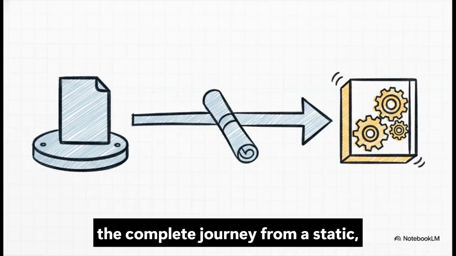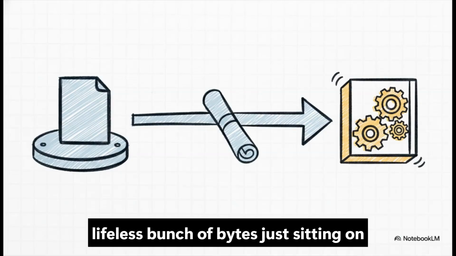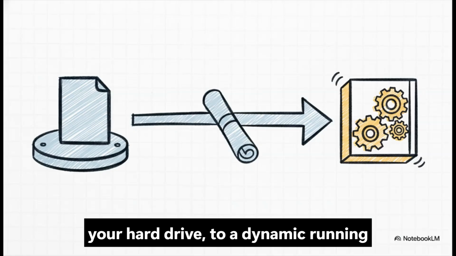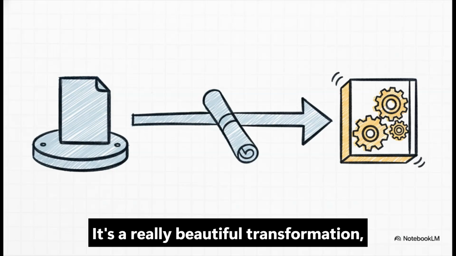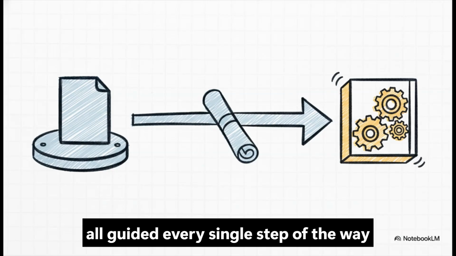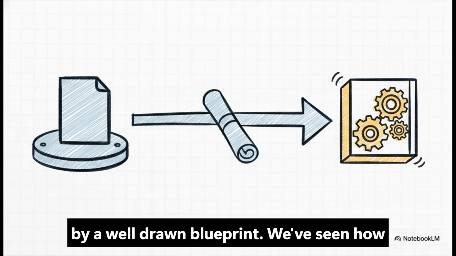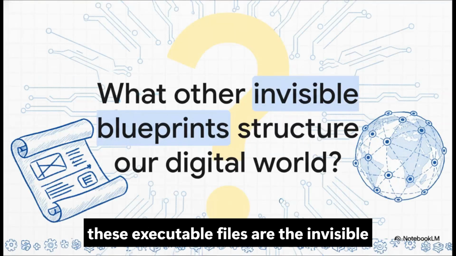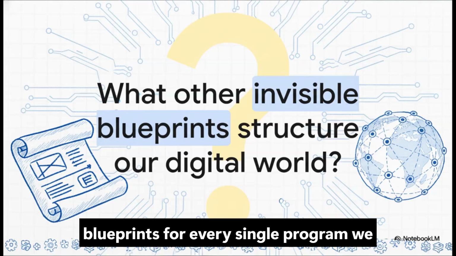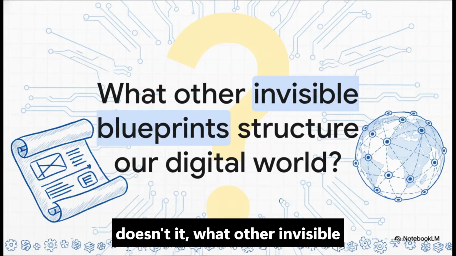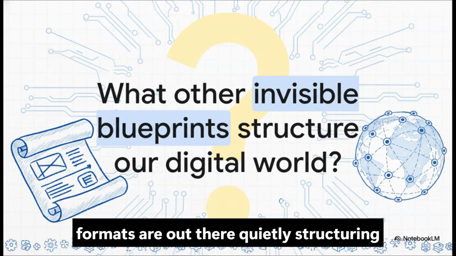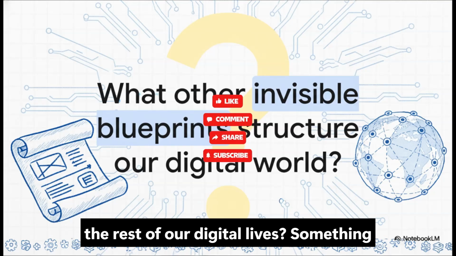So there you have it. That's the complete journey. From a static, lifeless bunch of bytes just sitting on your hard drive to a dynamic, running process actually doing work in memory. It's a pretty beautiful transformation, all guided every single step of the way by a well-drawn blueprint. We've seen how these executable files are the invisible blueprints for every single program we run. And it kind of makes you wonder, doesn't it? What other invisible blueprints, what other protocols and formats are out there quietly structuring the rest of our digital lives?